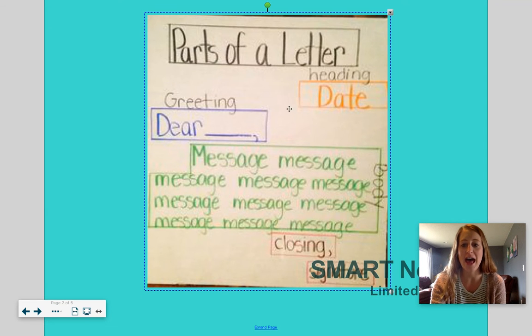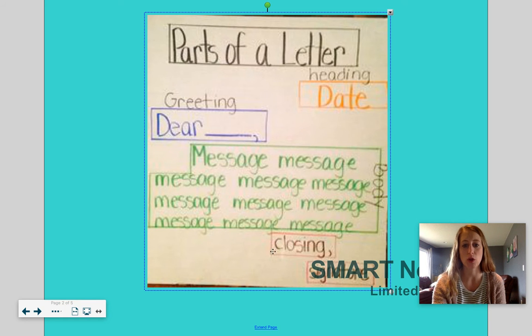There is the heading. Up top on the right is the heading. That's where you write the date that you wrote the letter. Then we have the greeting. That's where you're writing dear and to whoever you're writing it. And notice that there's a comma. You always end the greeting with a comma to open it up. And then whatever you're writing in the middle is called the body of your letter.